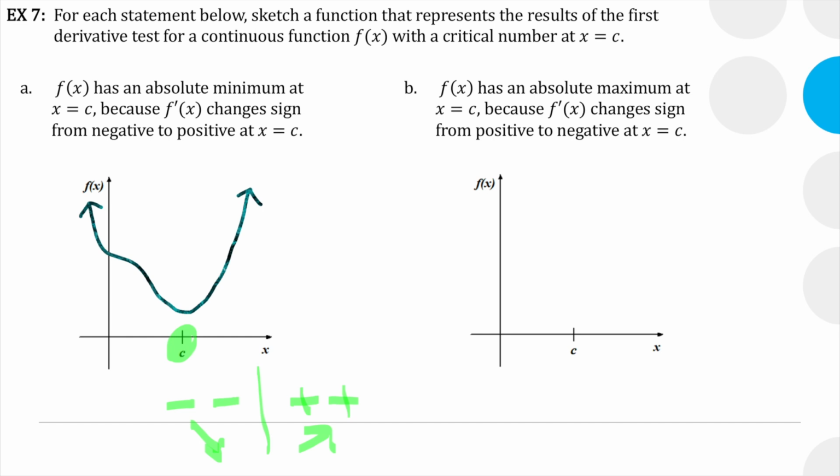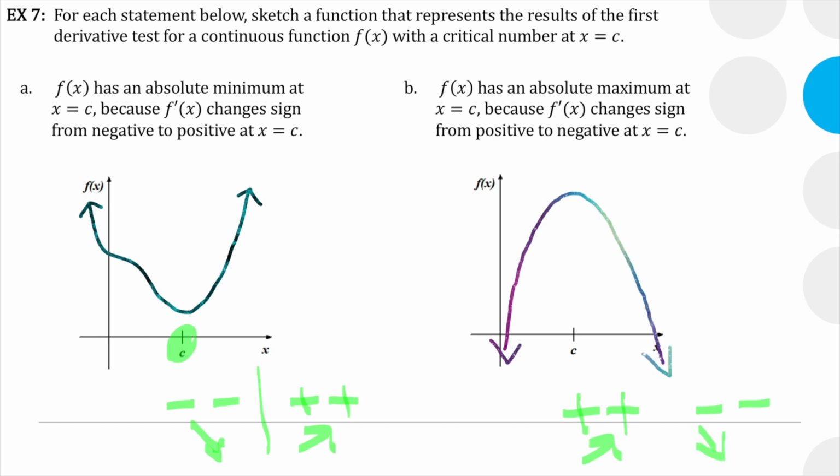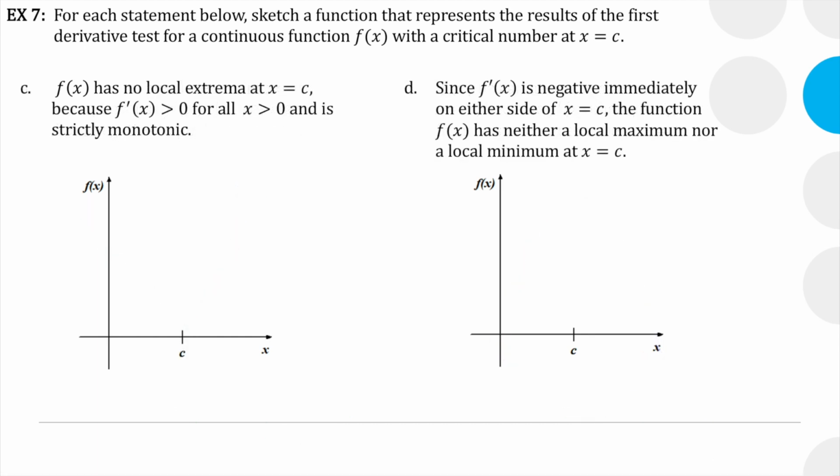Here's mine. B says f of x has an absolute maximum at x equals c because f prime of x changes from positive to negative. So it's going to be increasing and then decreasing. So there's my sketch. Let's get a little bit more complicated. C, f of x has no local extrema because f prime of x is always greater than 0. It's always increasing for all positive x. It's strictly monotonic. It's always increasing.